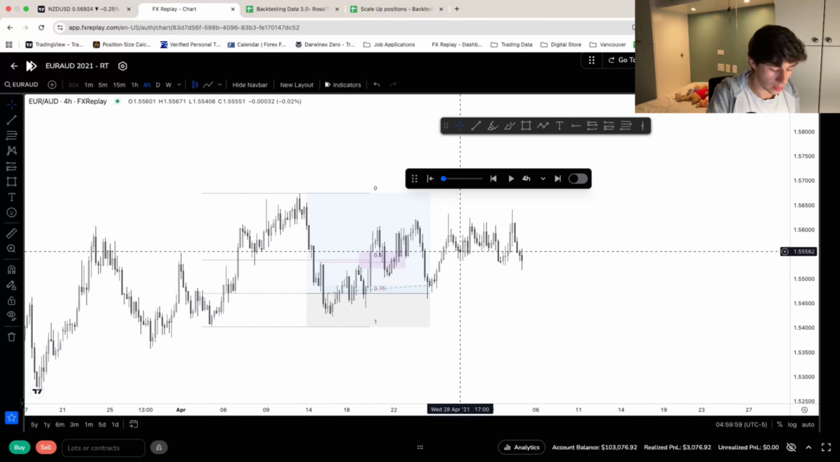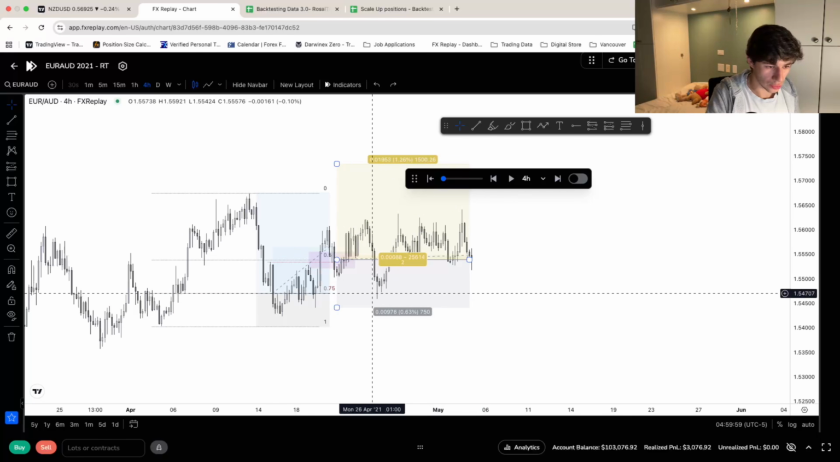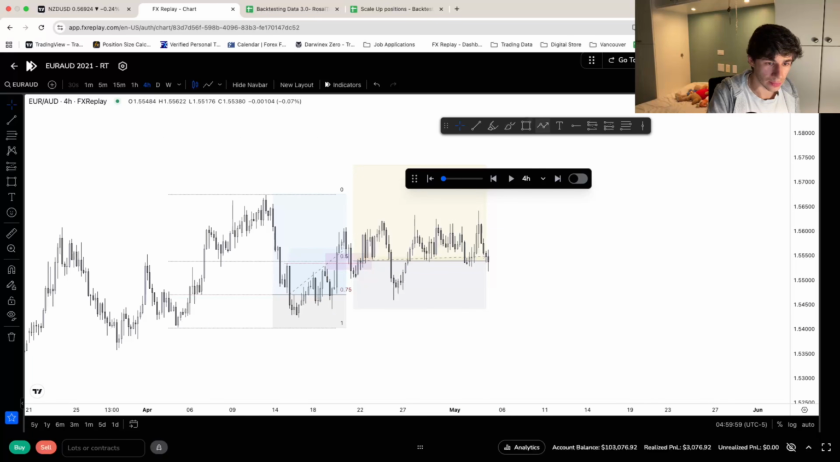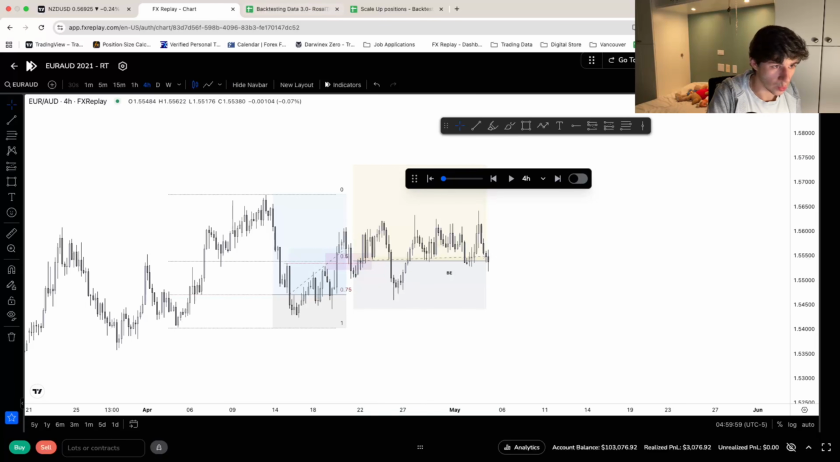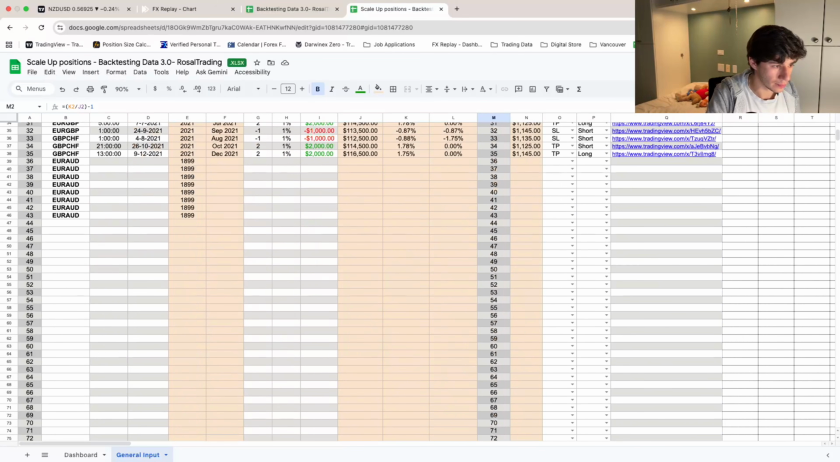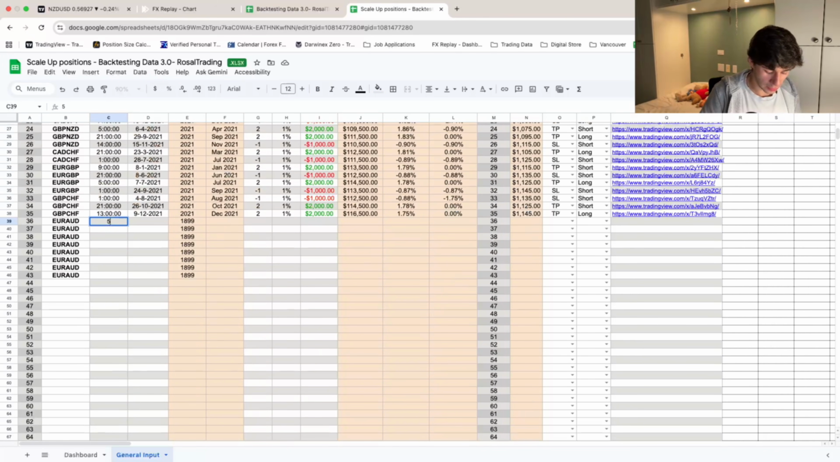And let me journal my scale up. I'm gonna put here break even. That took centuries, bro. And I will tag in this one here, April 21, 2021. This was a break even.